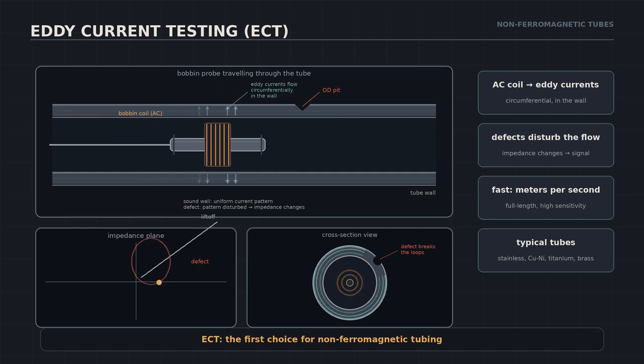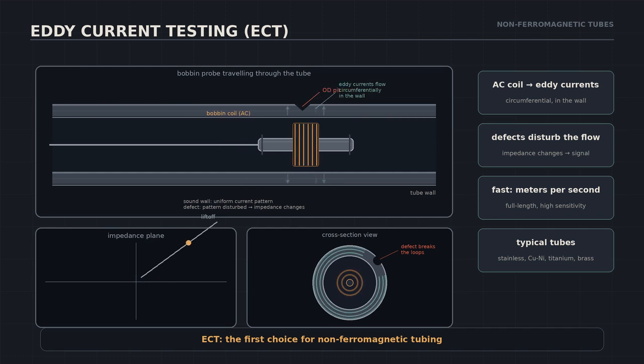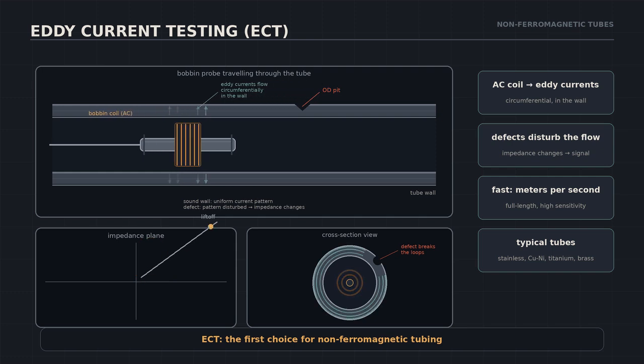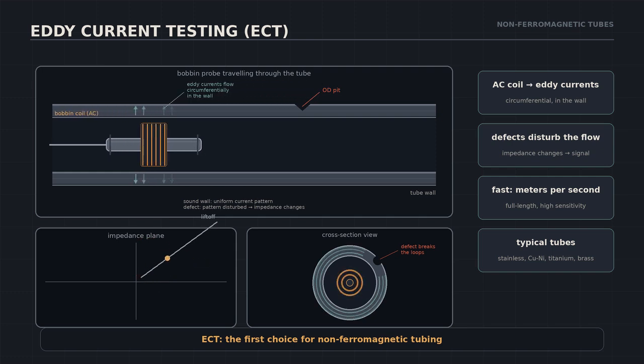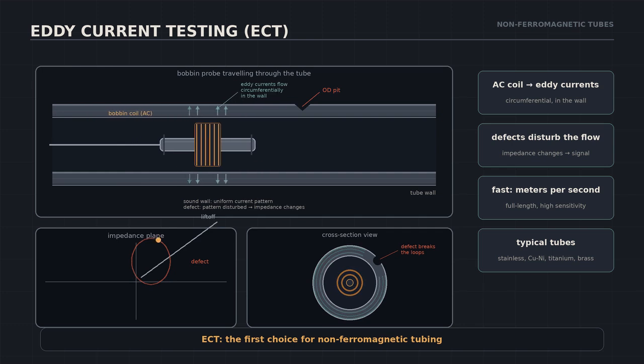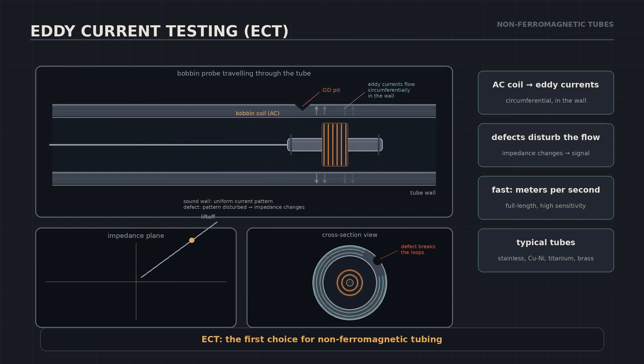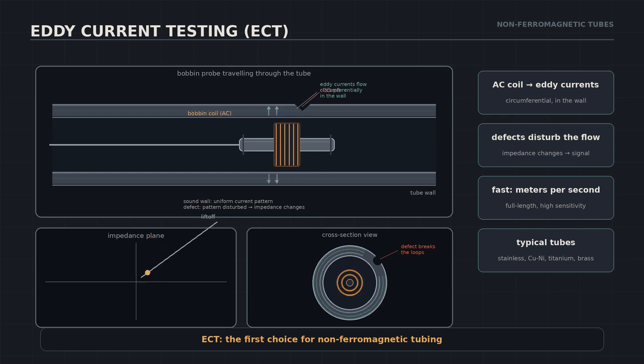Watch the impedance plane on the right. As the probe travels, the dot follows the liftoff curve. When it crosses a defect, the trace swings into a loop. The amplitude tells you severity, the phase angle tells you depth. ECT is fast, meters per second, and exquisitely sensitive on stainless steel, copper nickel, titanium, and brass tubes.